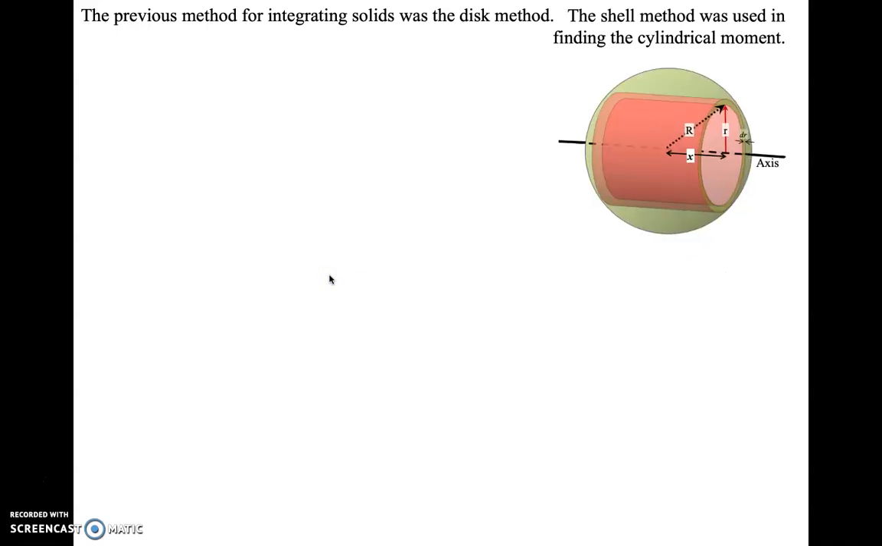Well, let's look at a different method. So we did the disk method. There is another method that we could use that's fairly commonly applied, and that's the shell method. And I did that when I did the cylinder. So let's go back and try the shell method.